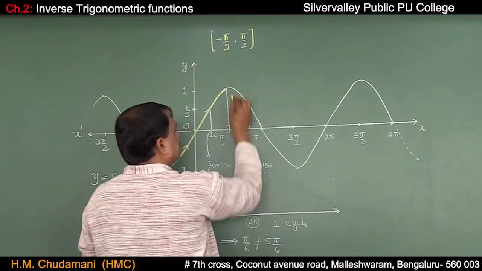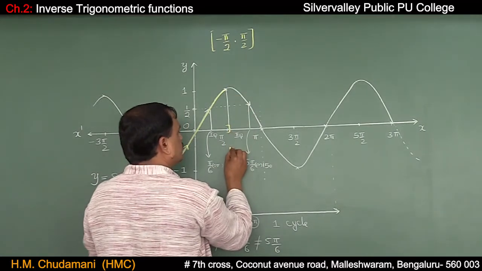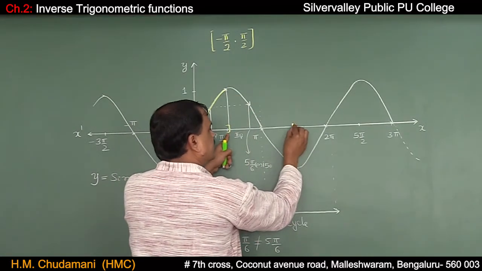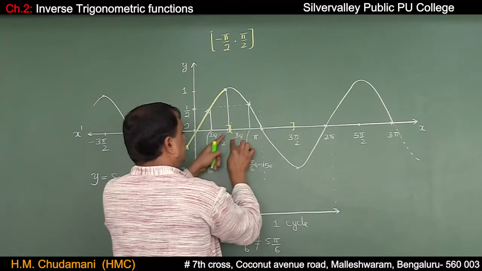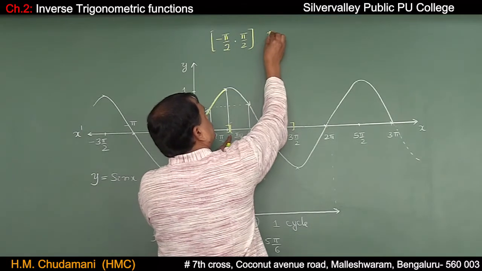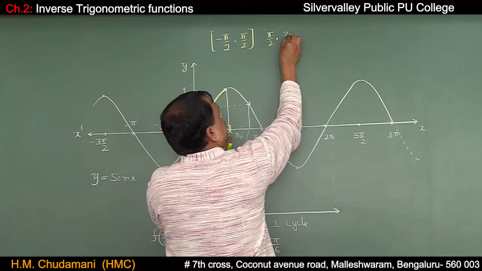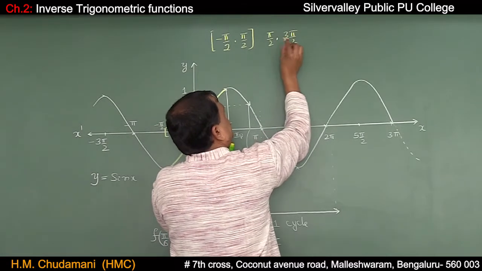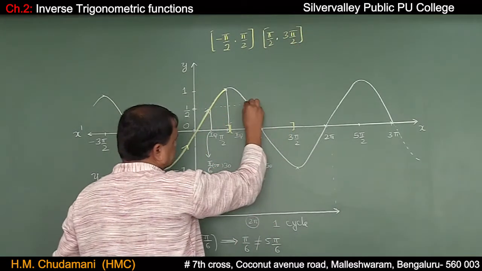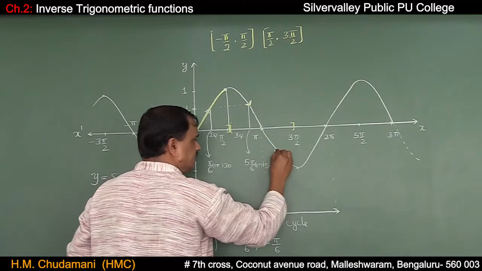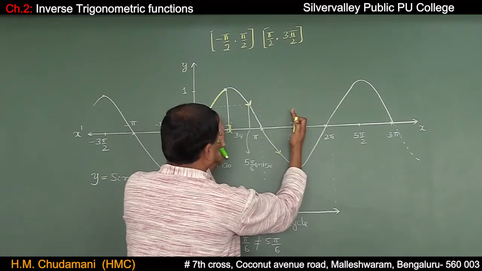Or else from pi by 2 to 3 pi by 2, we can take this interval also, that is pi by 2 to 3 pi by 2. See, this is also decreasing. This is a decreasing function from here to here. This interval.